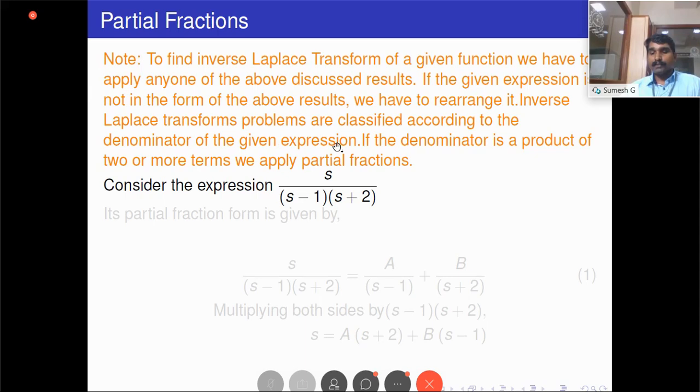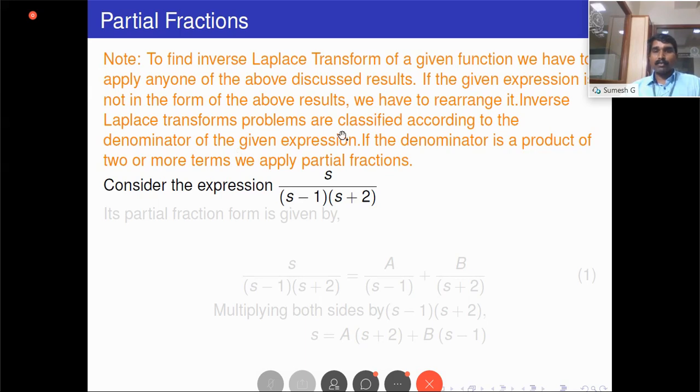Laplace transform problems, denominator is a single term, maybe s minus a, s plus a, s square plus a square, or s square minus a square. If denominator contains two or more terms, we have to apply partial fraction. So to find inverse Laplace transform of a given function, we have to apply any one of the above discussed results. If the given expression is not in the form of above results, we have to rearrange it.